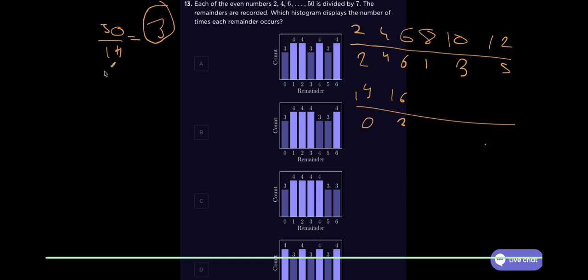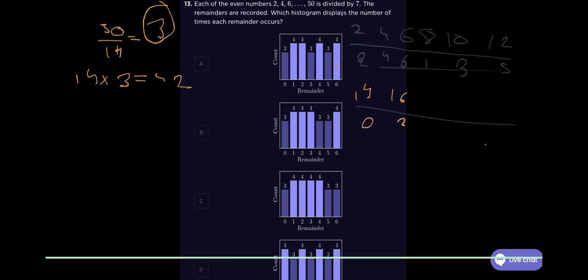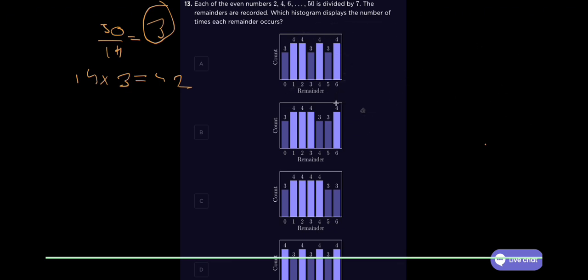That's really helpful. Now I know that because 14 times 3 is equal to 42, I can just get rid of all of this stuff. I don't need it. And all I have to do now is write some new numbers. Because we are starting on 42, I can write 44, 46, 48, and 50. And we'll work out the remainders of these when divided by 7.